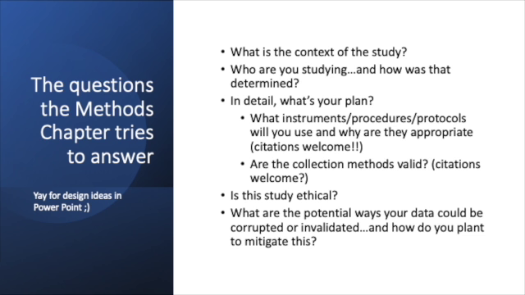Now there's the fifth question that you answer in your methods chapter. And this is, what are the potential ways, and this is the hard part, what are the potential ways your data could be corrupted or made invalid, and how do you plan to mitigate this?